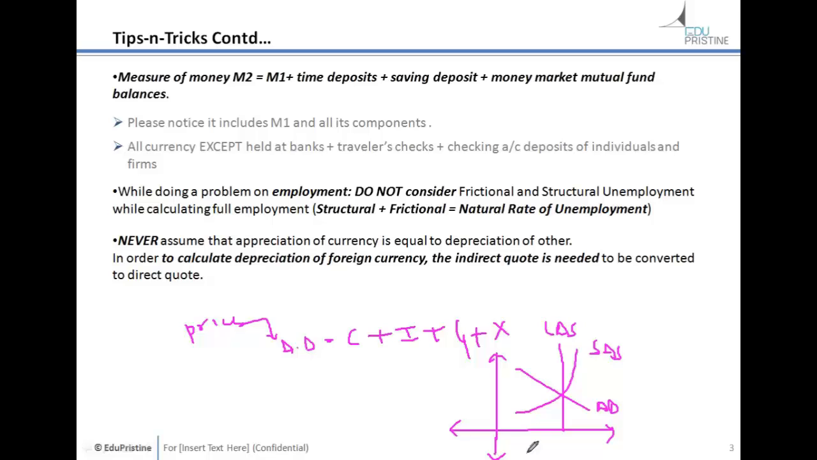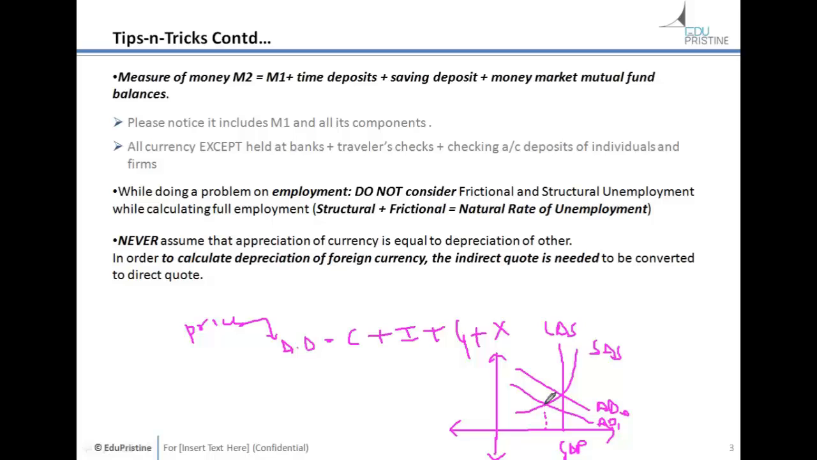So basically, if there is a decrease in the aggregate demand from AD0 to AD1, that means now there is a disequilibrium. Earlier the output was this GDP. Now the GDP has gone down, which means the economy is now in recession. However, this is a disequilibrium and this cannot continue for long.